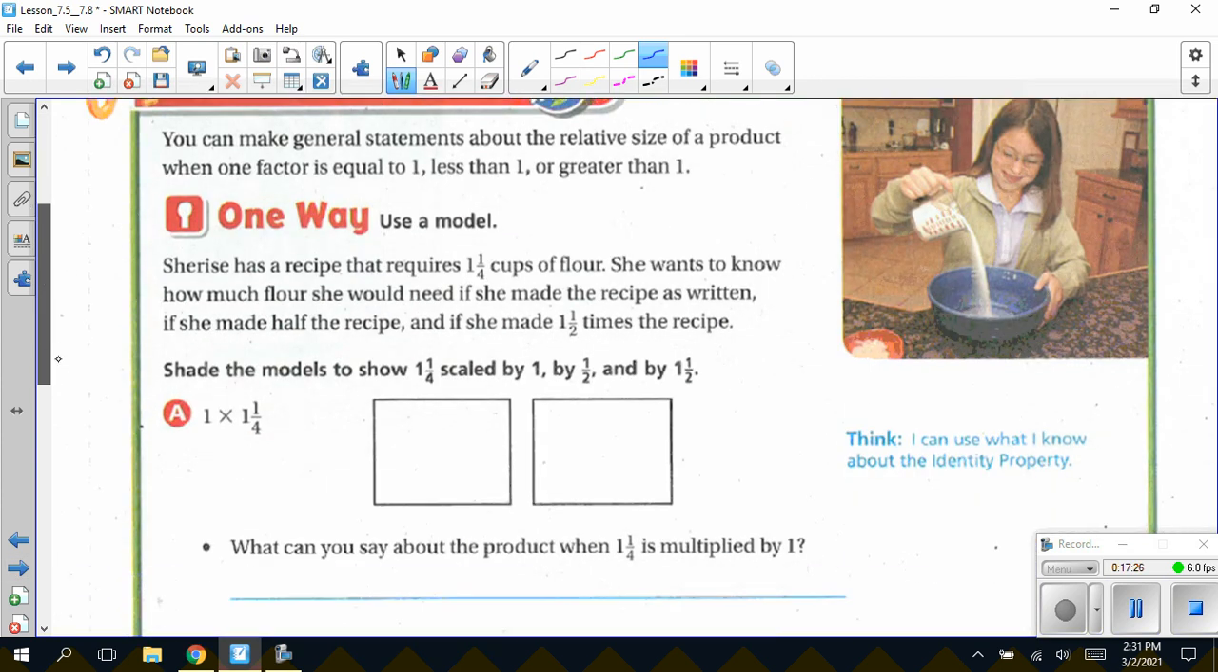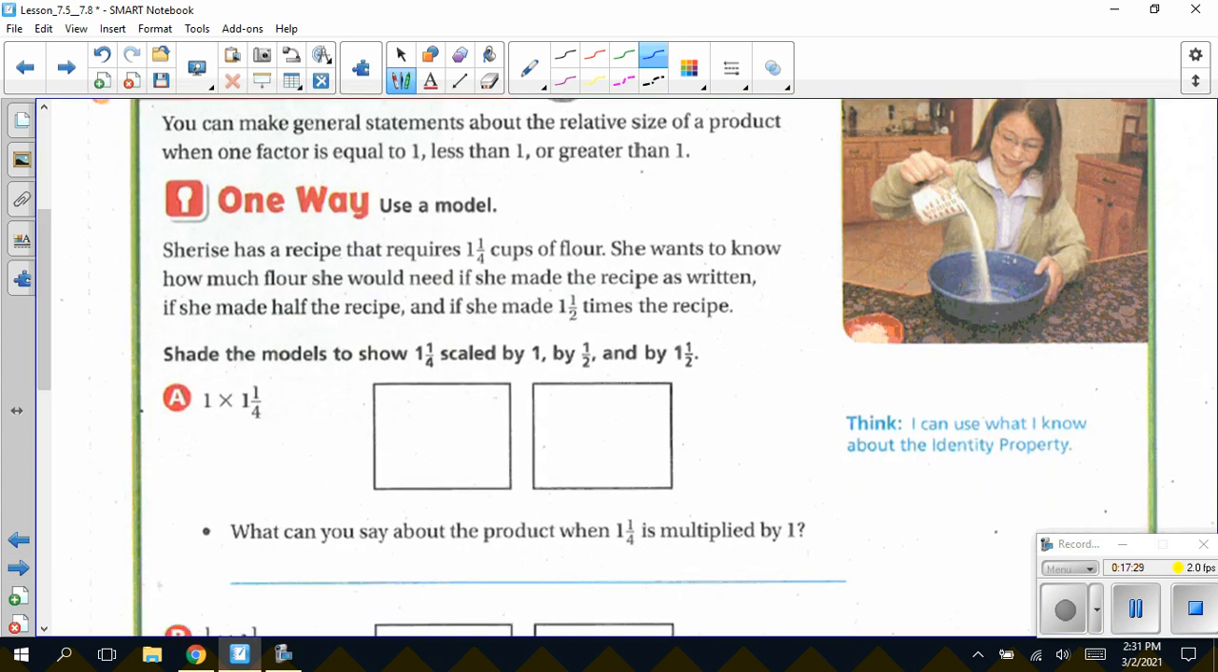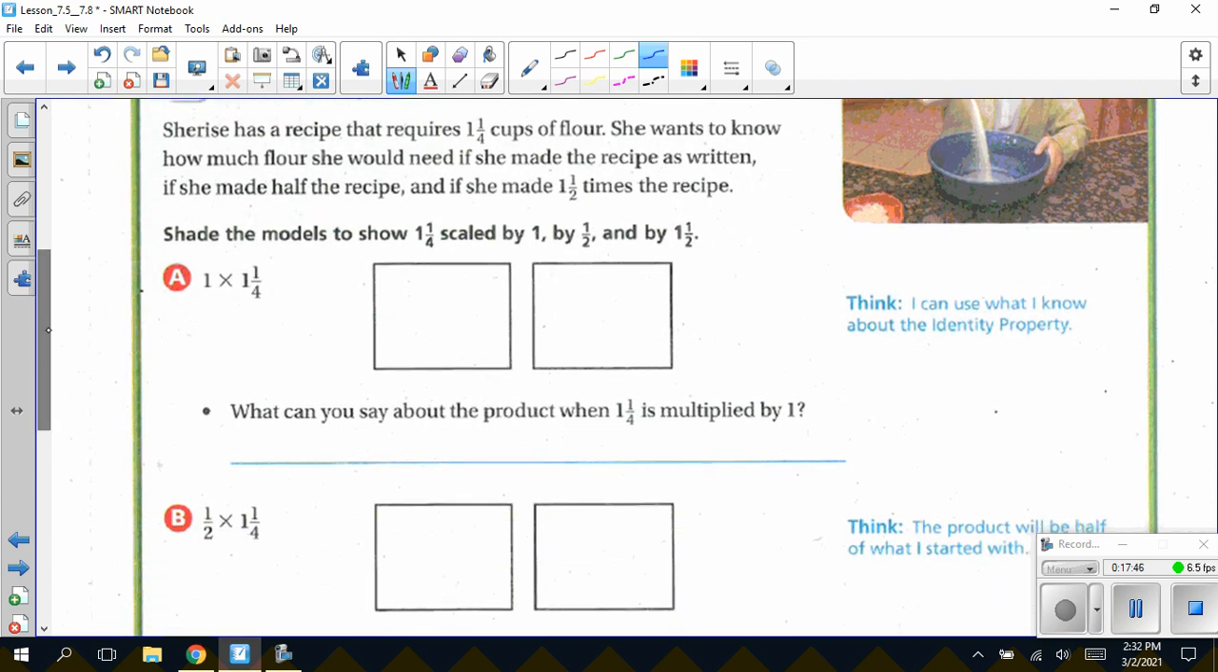So under Unlock the Problem, you can make general statements about the relative size of a product when one factor is equal to 1, less than 1, or greater than 1. So we're essentially doing the same thing that we just did on 7.5, but this time we have mixed numbers that are put into our problems as well. So if we would use the model, it says Charisse has a recipe that requires 1 1/4 cups of flour. She wants to know how much flour she would need if she made the recipe as written, if she made half the recipe, and if she made 1 1/2 times the recipe.